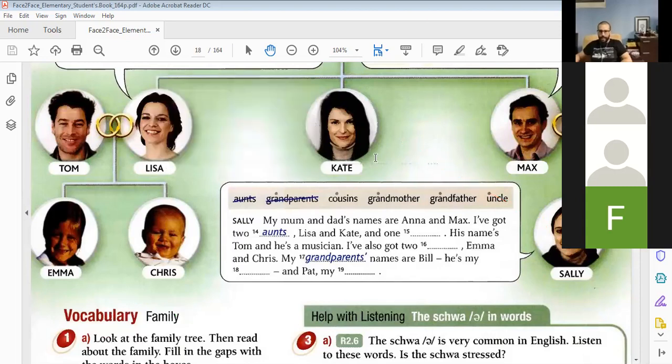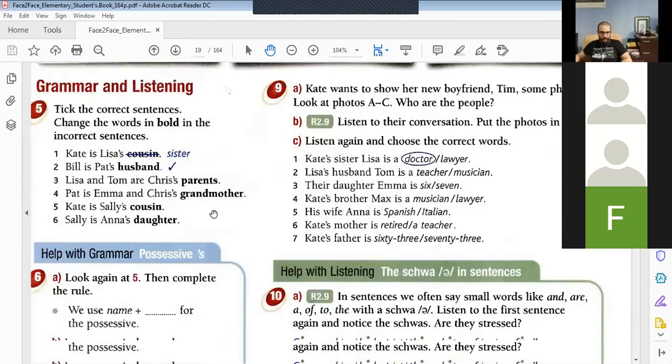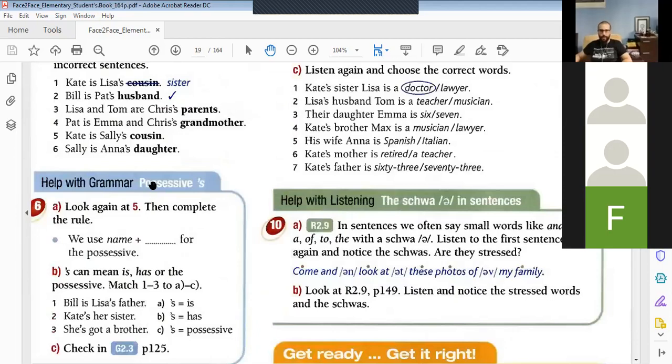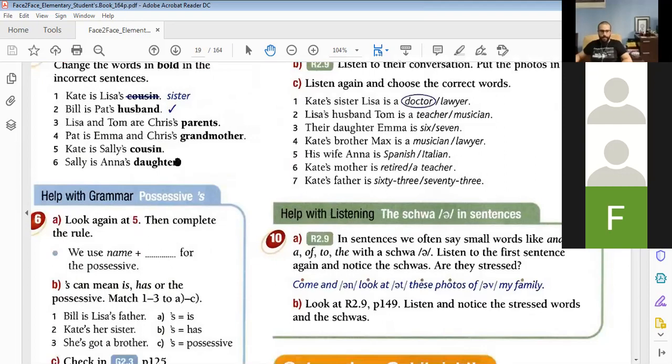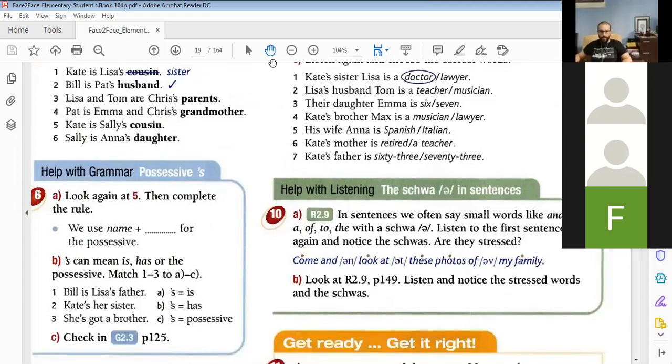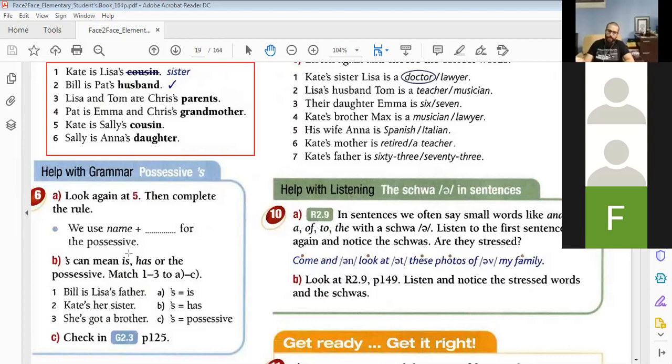All right, so let's continue. Now, we have listening, but let's do the grammar first. So let's talk a little bit about possessive S, okay? So in number six here, it says, look again at number five, then complete the rule. These are the examples. Let's put them in a box. Okay, so it says we use a name plus something for the possessive. What does it mean, possessive? Correct. ملكية. Yes, بالضبط. Possessive, اللي هو شيء اللي يعتبر ملكية, okay?